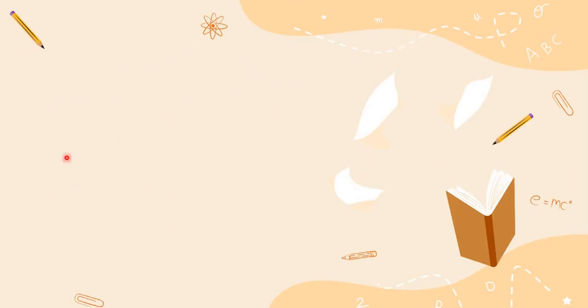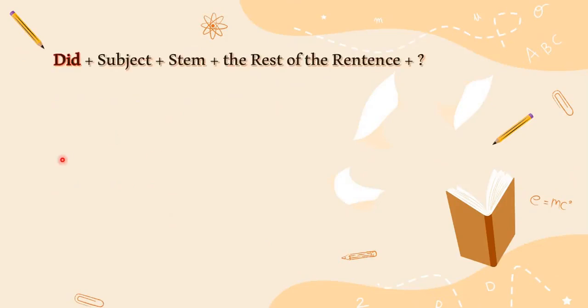So here we have the structure of the interrogative form. We have did, which is the helping verb or the auxiliary, plus subject, plus stem, plus the rest of the sentence, and of course the question mark at the end. In the affirmative sentence, we always start with the subject, then after the verb. But here in the question, or the interrogative form, we start with the verb, then after we have the subject. So we make a reversion here. We reverse between the verb and the subject.